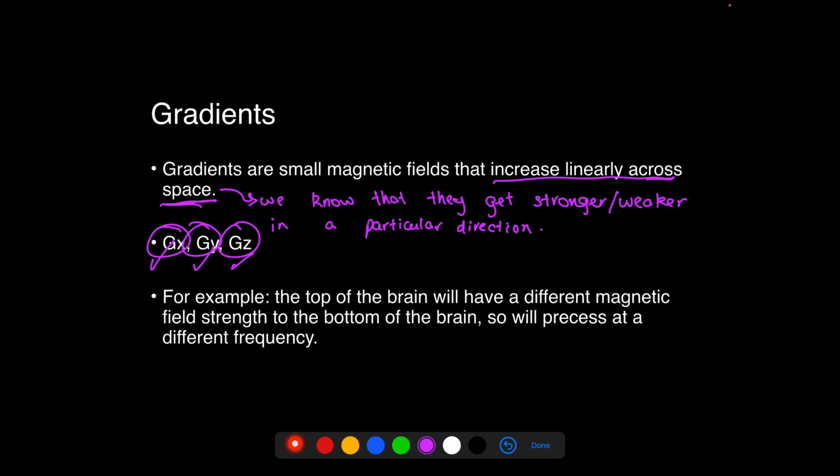So as an example of this linear gradient, we might say that the top of the brain will have a different magnetic field strength to the bottom of the brain. So it might be stronger at the top and weaker at the bottom. And so the precessions will occur at different frequencies. So the key idea, once again, is that the gradients make frequency depend on the position that you're at in the brain.